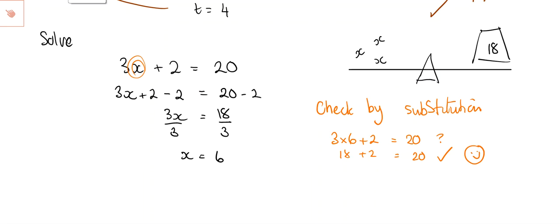Solaris, what was the first thing we did to solve this one? We added -2, I don't mind that, yeah. Added -2 or subtracted 2, yeah. Both exactly the same thing, so that's good. That simplifies to just 3x. And then we divided that by 3 because I've got 3 x's and I only want 1x, so x is 6.